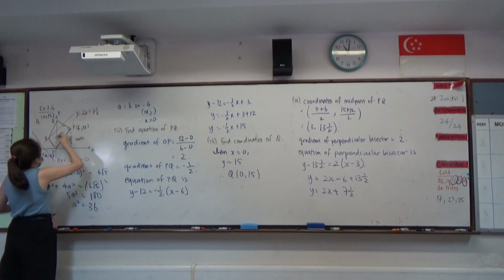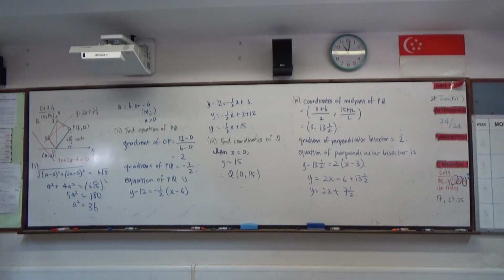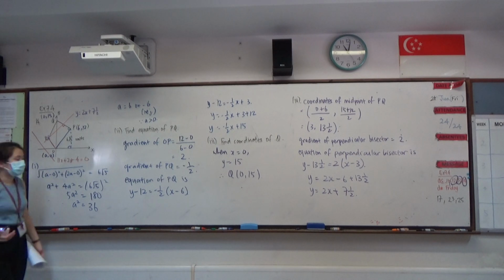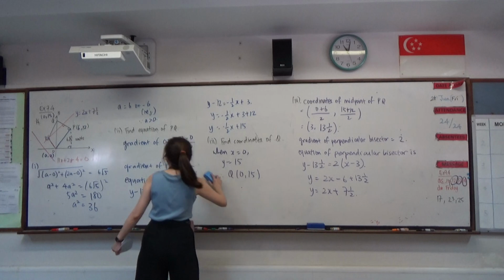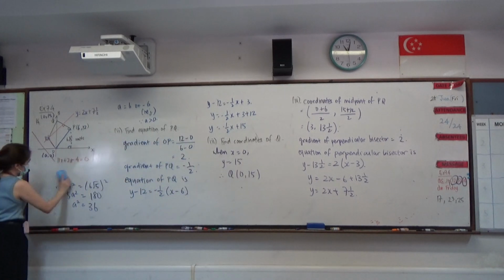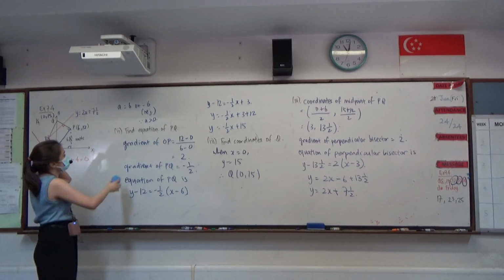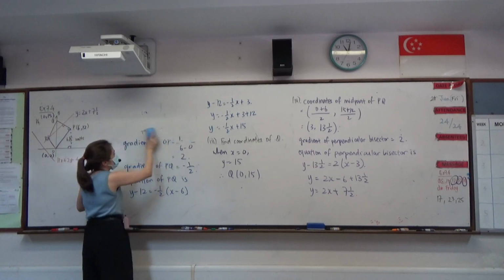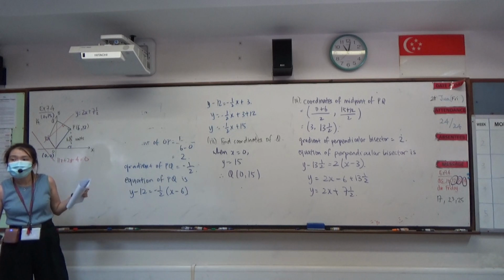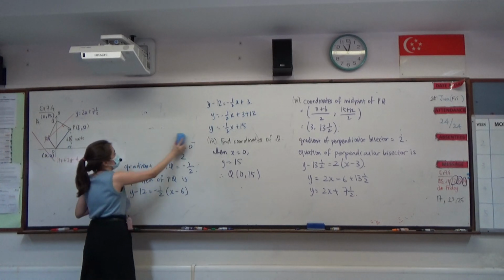Our main aim is to find the coordinates of R, which is the intersection point between the line OR and the perpendicular bisector. So the next thing is to actually find the equation of the line OR. How do we find the equation of the line OR? Jared, what do you think? How do we find the equation of the line OR?